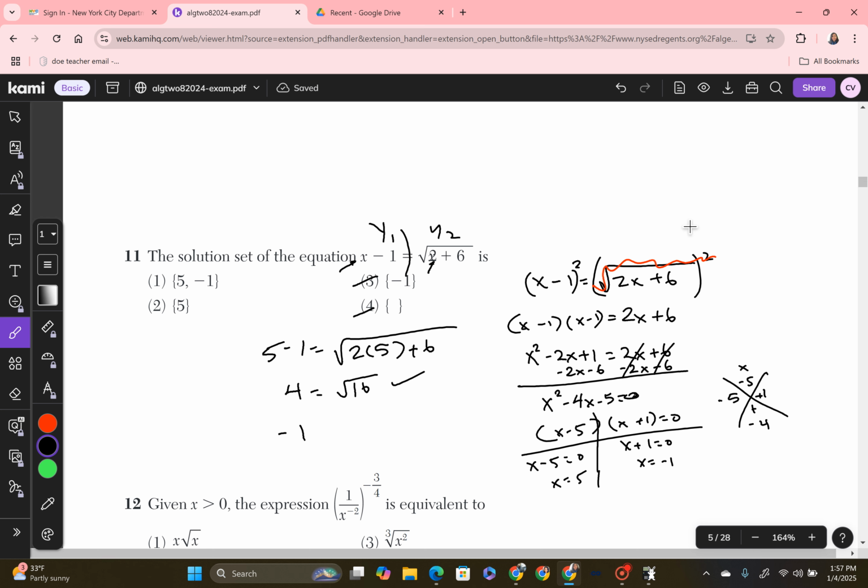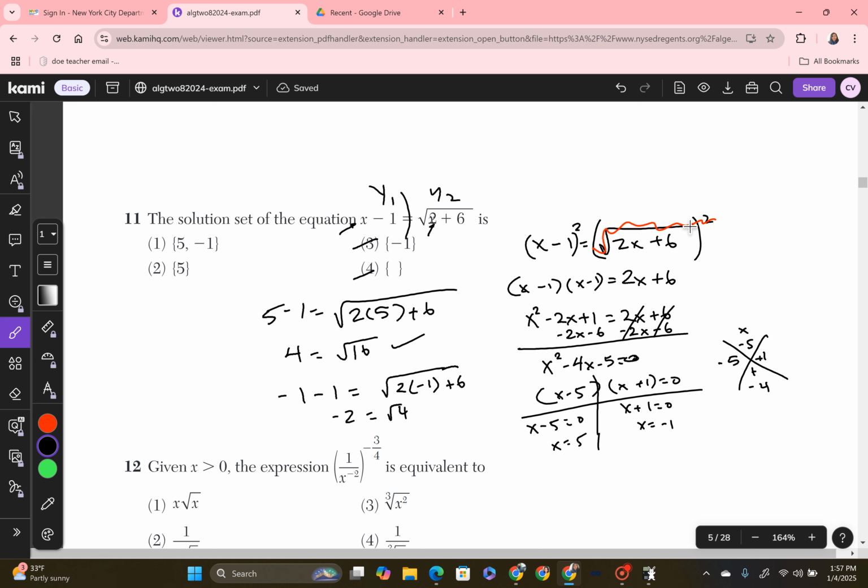Now let's check our -1. -1 minus 1 is equal to the square root of 2 times -1 plus 6. And we get -2 is equal to the square root of 4. And that is not true. The square root of 4 is not -2. It is +2 when we have multiple choice. In a short response question, the square root of 4 is equal to positive or negative 2, but in multiple choice, it's always just a positive value. So 5 works, -1 does not work. That means that the answer choice is 2.